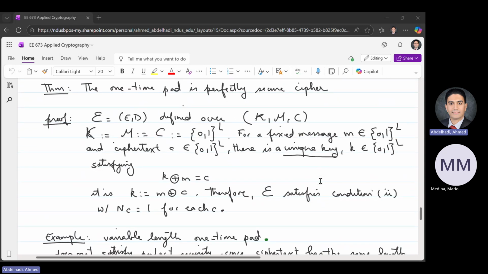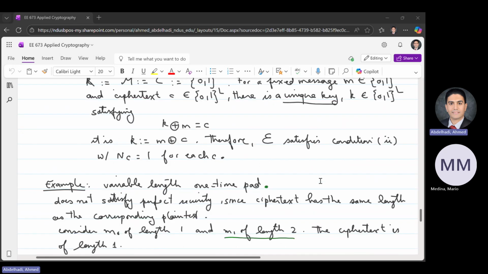Then we showed that the one-time pad is perfectly secure because it satisfies that you cannot tell from the output what message was being encrypted, or even get any type of information about it. And this is a special case where the number of keys mapping a message to a ciphertext C is equal to 1. It doesn't have to be the case.